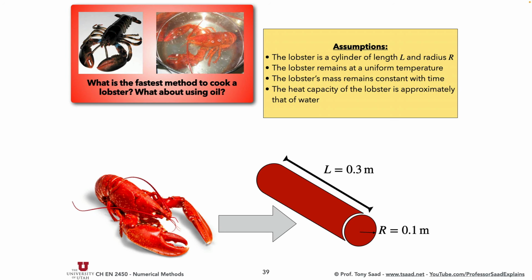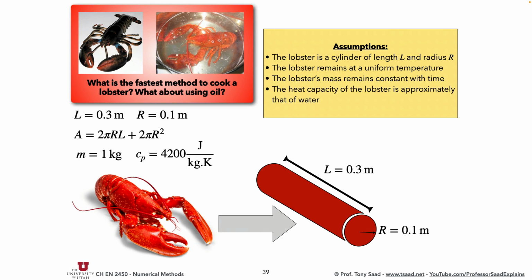It's that of water, because it's mostly made of water, right? And it's not that bad. For water, it's 4,200. For lobster meat, it's about 3,800. So we're just going to use the number for water.